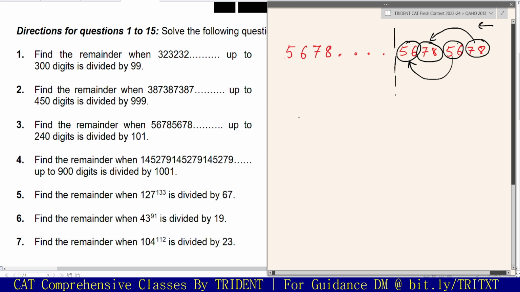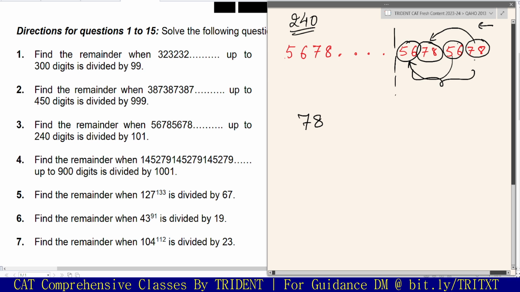So yeah, 78 will come how many times? You can either look at this block as a whole, or you can be a little smart and see, because there are total 240 digits, so can you understand that total 67 eights I'll get?